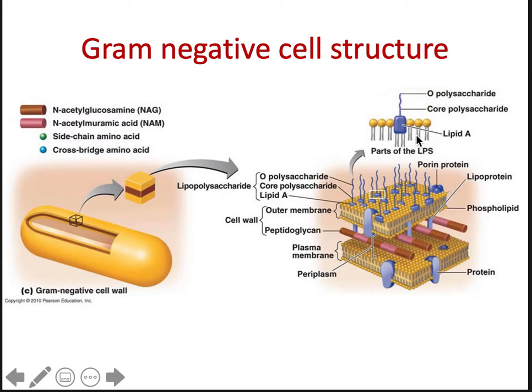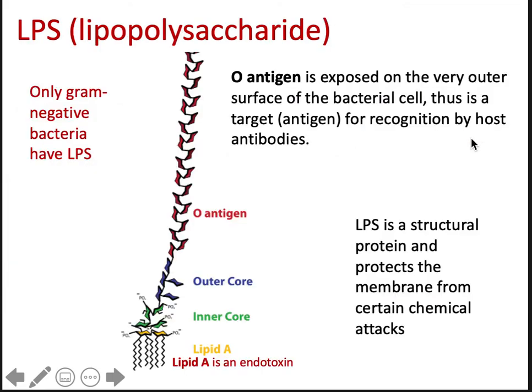And in addition, this lipid A can act as a toxin. So I have that here for you. So lipid A is what we call an endotoxin because it's normally inside of the membrane, the outer membrane. So only when the cell dies or when there's a lot of cells undergoing rapid growth, it's really just those two scenarios that we would even be exposed to lipid A. But then that can act as an endotoxin. And the part that we're normally exposed to is the O antigen. And so O antigen is exposed on the very outer surface of the bacterial cell. Thus, it's a good target or antigen for recognition by the host, us, and antibodies that we make against it.